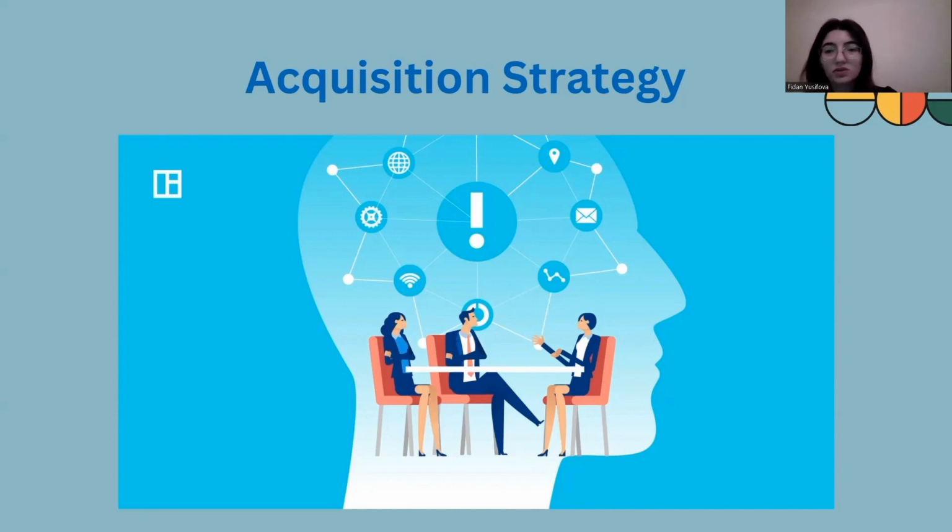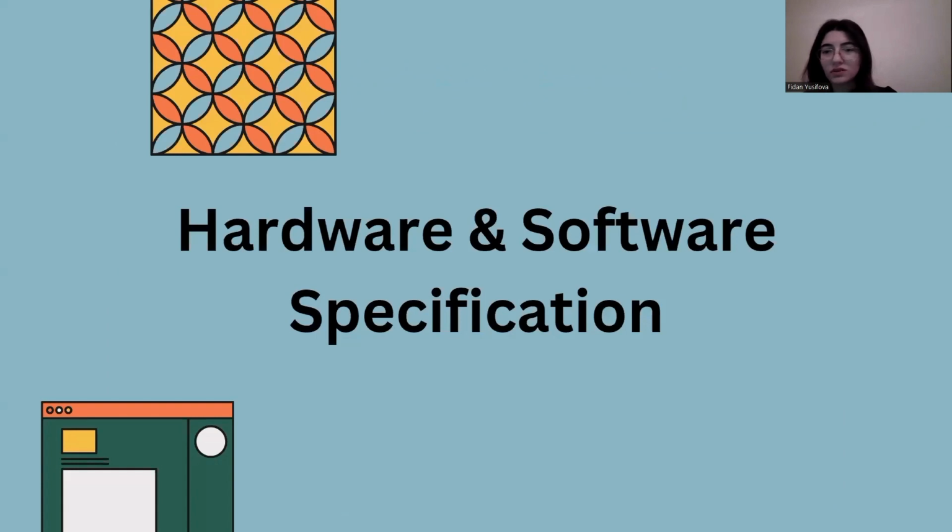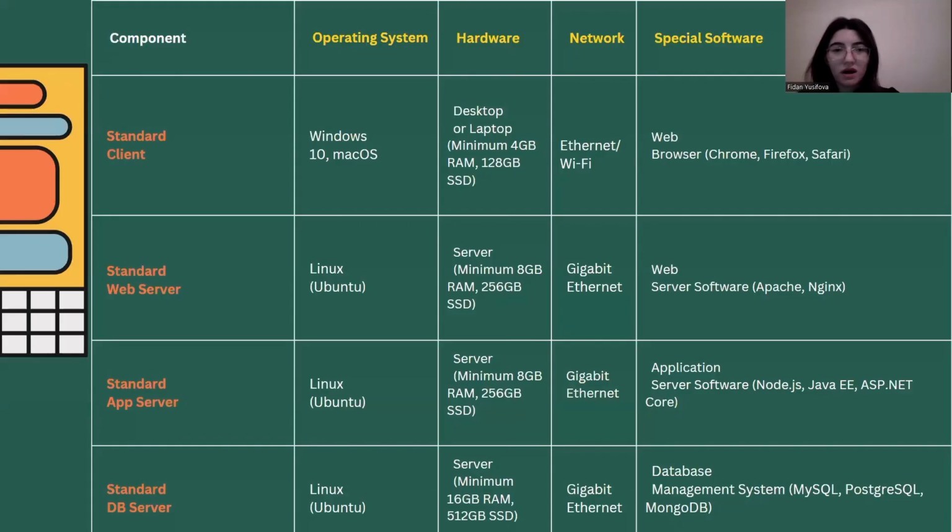And let's go to our hardware and software specifications. Yes, let's talk firstly about hardware. We carefully selected servers equipped with memory and storage to ensure seamless performance even at peak usage hours. And these servers running on the reliable Ubuntu operating system will serve as the backbone of our system, handling data storage, application processing, and web hosting with ease.